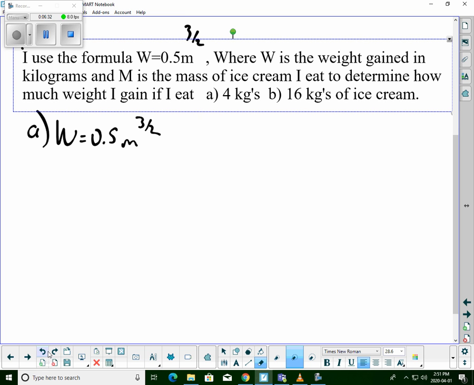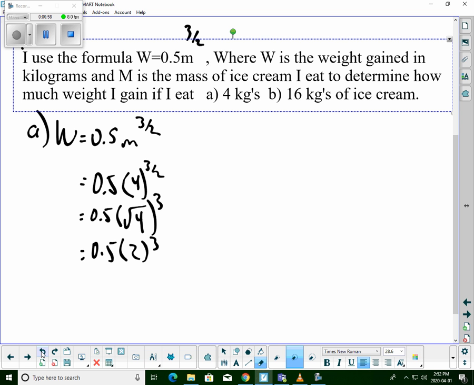So with these kinds of word problems, write down the formula and then fill it in. So of course the formula that is given is w is equal to 0.5 m to the 3/2. So the first one, m is the mass of ice cream that I had, so m must be 4, so I better put in 4 for m. Okay, 3/2. I know a half means square root, so I can square root 4. Of course, BEDMAS and all that stuff, exponents first. So square root of 4, which is 2. 2 cubed, 8, times that by a half. Well, I guess I gained 4 kilograms.